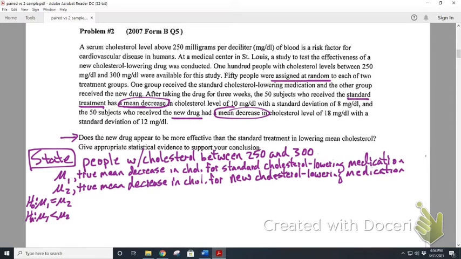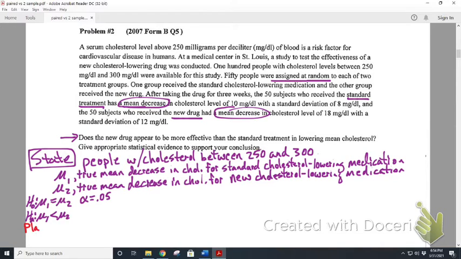And one more thing to add. Let's say alpha is 0.05. It is up to you. You can let it be 0.05, 0.01, 0.1. I wouldn't pick an alpha anything larger than 0.1, but 0.05 is the standard. So let's move to the plan step.